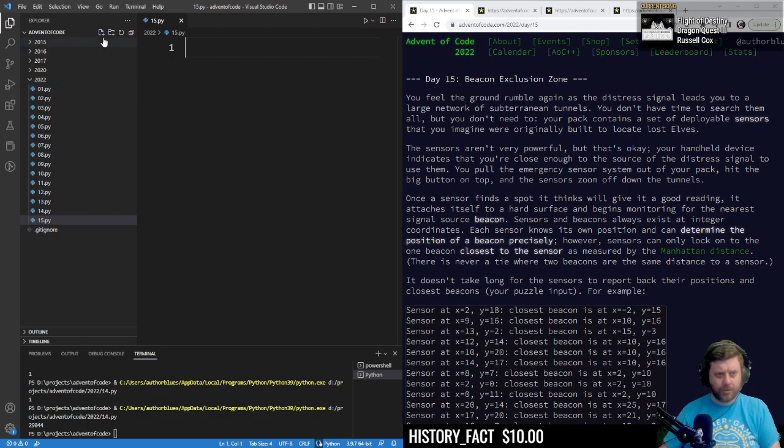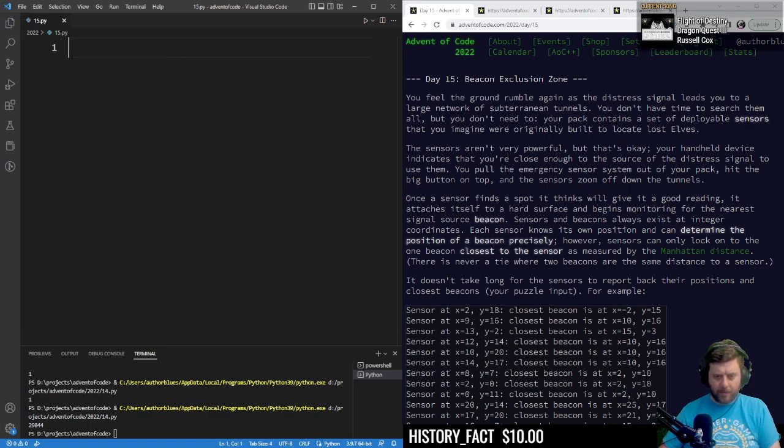Simulation problems are by and large messy, especially when they're designed to be messy.